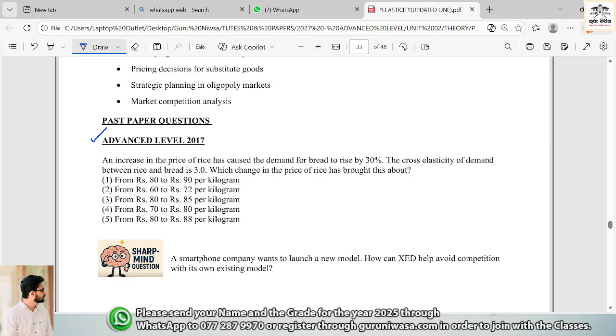Are you okay with that? Don't you agree, Lamai? Yes, sir. The reason is that you are given percentage change, so it's better to use the first one, the original equation: XCD equals percentage change in QDX divided by percentage change in PY.